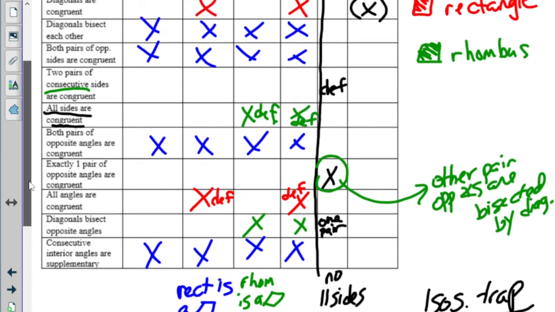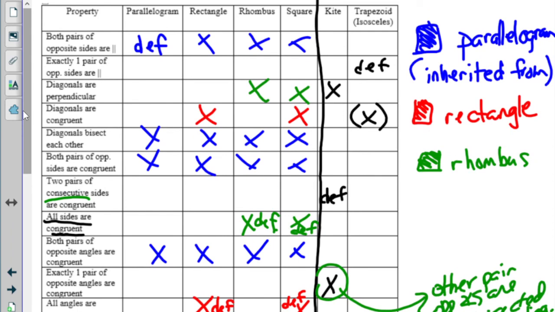Up here in the trapezoid, the only thing to make note of is that the diagonals being congruent, this part in parentheses means that this is only true if the trapezoid is isosceles. Otherwise, it's not true. And then, of course, our definition, our DEF, second box down, exactly one pair of opposite sides are parallel. That's what makes it a trapezoid. Trapezoid is isosceles if the two pairs are the same.